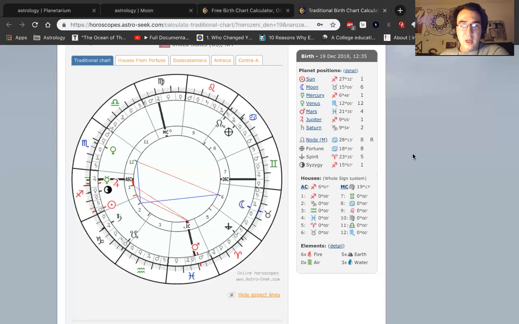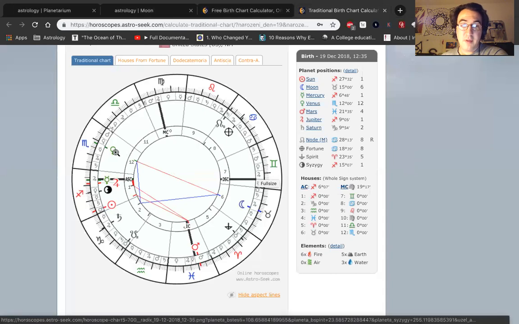So for relationships, generally speaking, we want to look at the seventh house, the Lord of the seventh house, Venus for sure. And then let's say that this is the chart of a man. We'll look at the moon for his spouse, and we'll look at the lot of marriage.